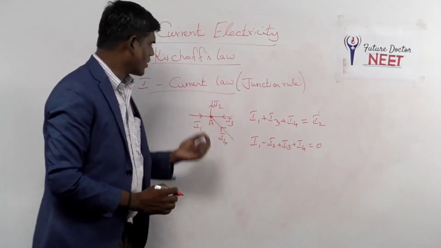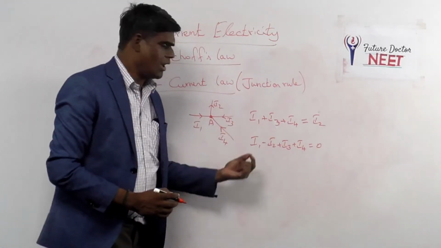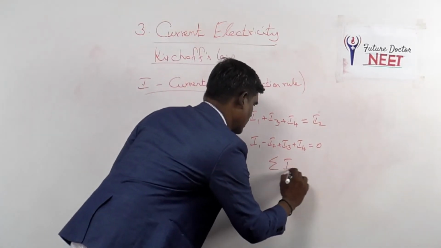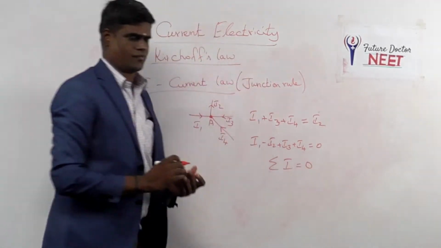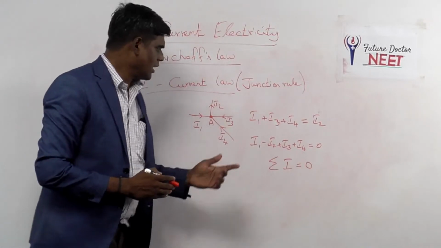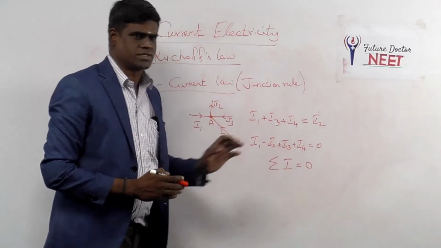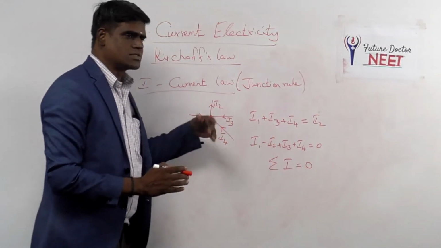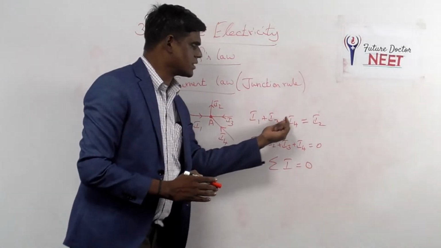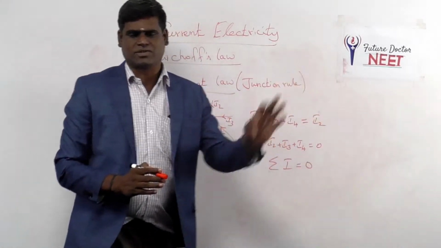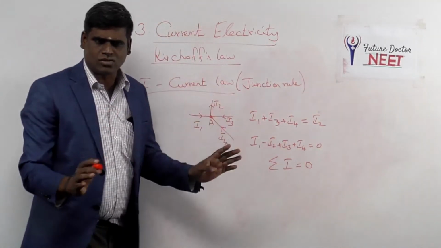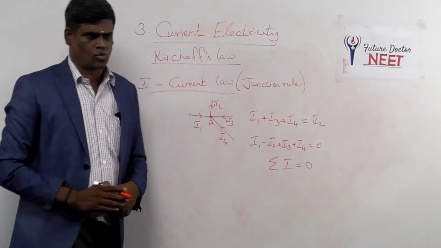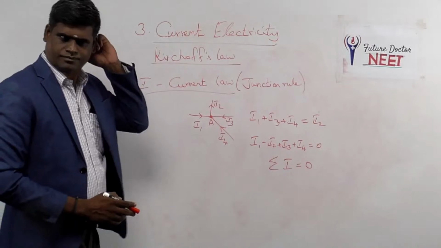State Kirchhoff's current law, first law or junction rule: algebraic sum of the current. Algebraic sum means summation of I equal to 0. Algebraic sum of the current flowing towards the junction is equal to 0, or sum of the current flowing towards the junction is equal to that flowing away from the junction. This is Kirchhoff's current law, or junction rule.